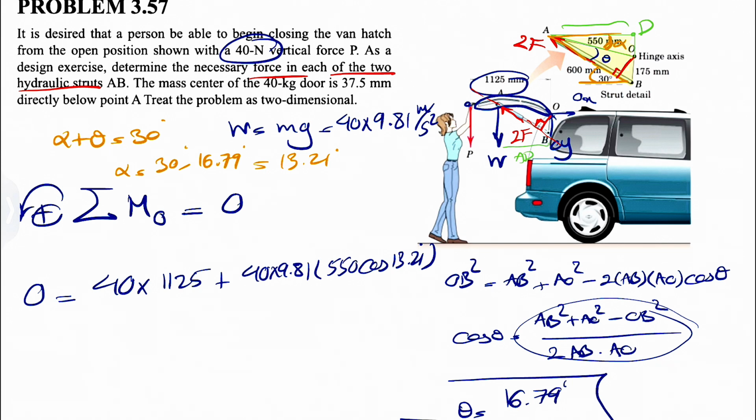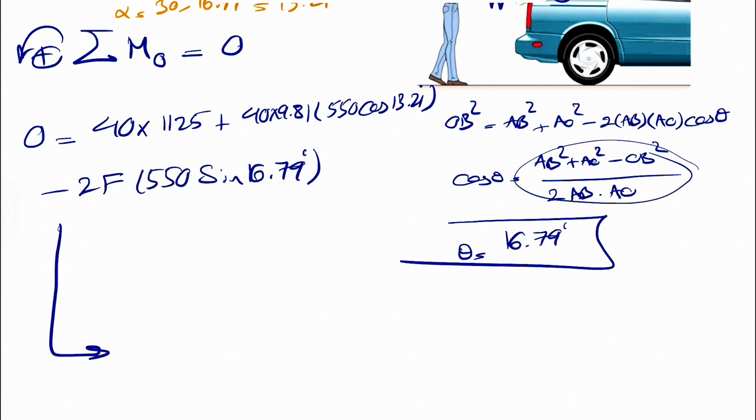But now that we have another right triangle, which I'm highlighting maybe in blue, we know the angle theta, and also we have the same hypotenuse, 550. So finding that opposite side to angle theta is not that hard. Also, the moment about point O is clockwise, so we're going to have a negative sign: minus 2F, and the distance would be 550 sine of theta, which was 16.79. And we can find F pretty easily in here.